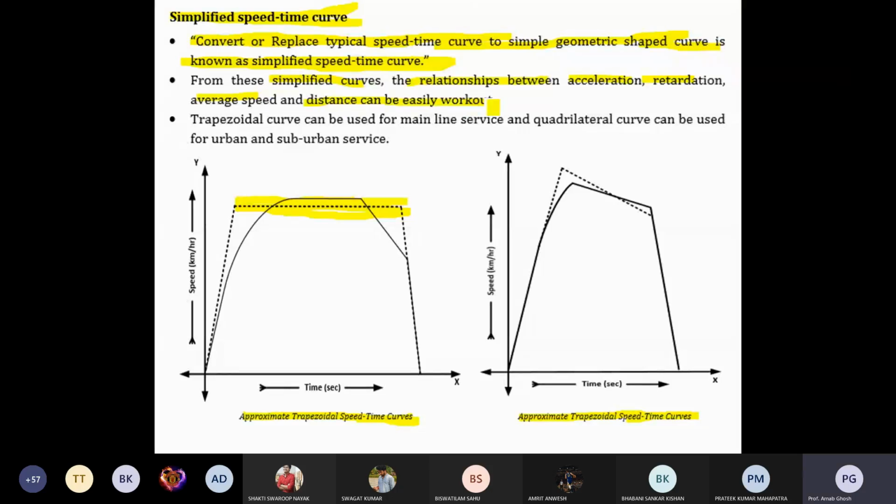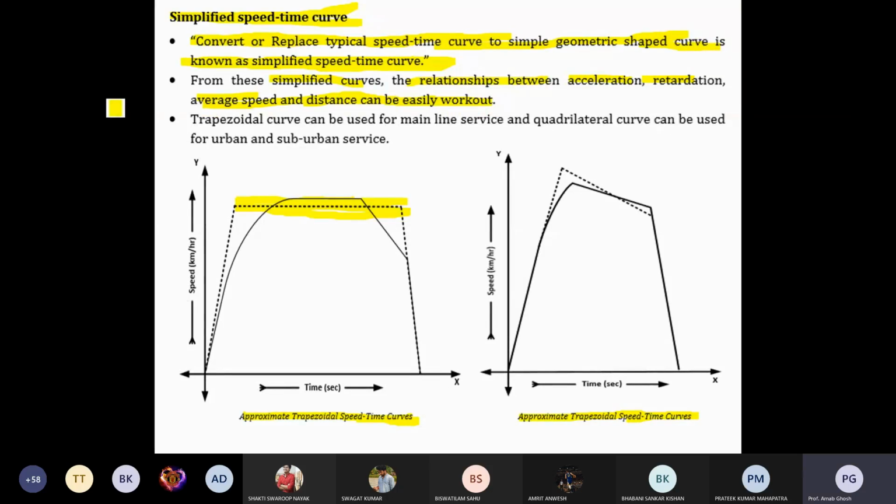Actually, some error may be there in the calculations, but how much percentage of error, that you have to calculate, that is your measurement, the calculation of error. If that error is not so significant, you can neglect some portion. So your main thrust area should be that. You have to convert your speed time characteristics to the nearer geometric shapes, and you can calculate the distance. Not only distance, acceleration, how much time is required, everything you can calculate.